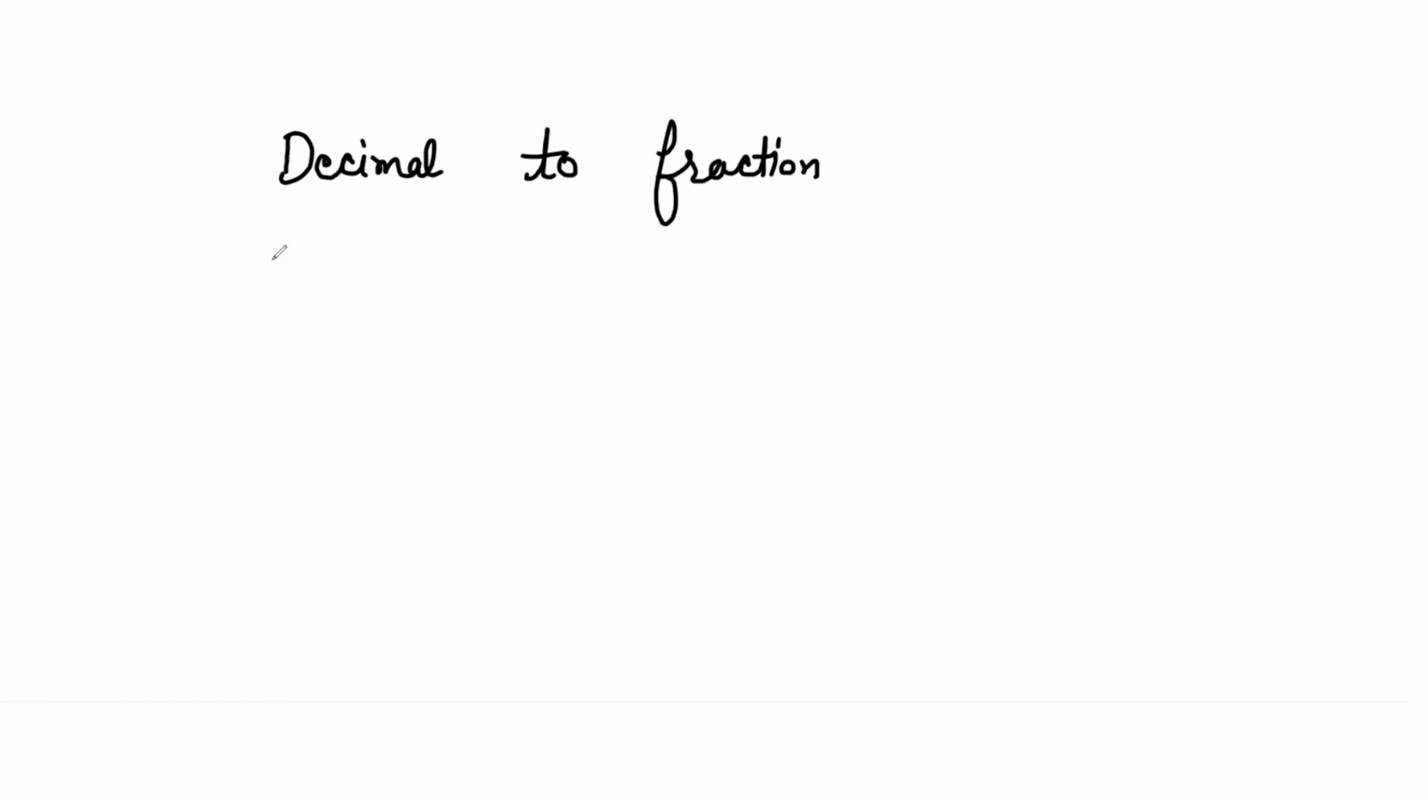If it is 0.25, 0.04 or 0.5. So if I have to change it into fraction, what should I do? I will do the same. Now I will count how many digits are after the point, 2 digits. First, I will write down this number after the point, which is 25.